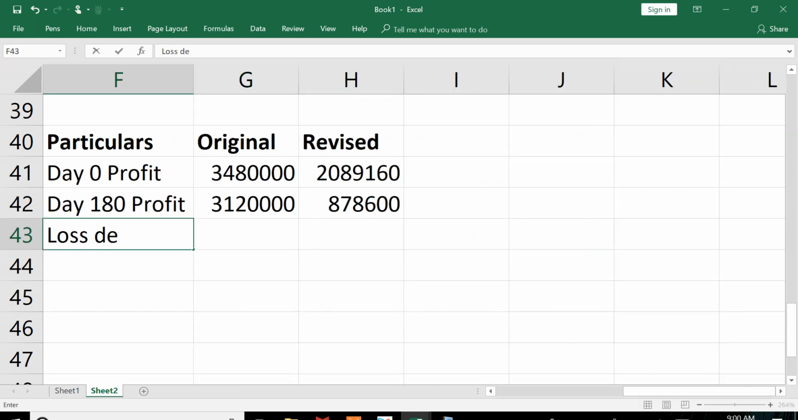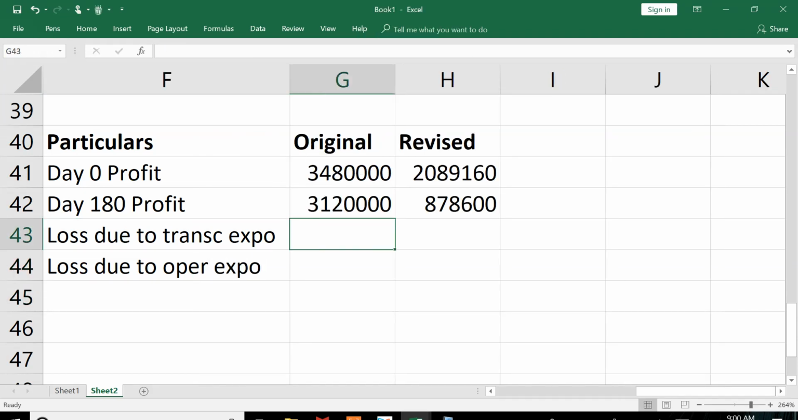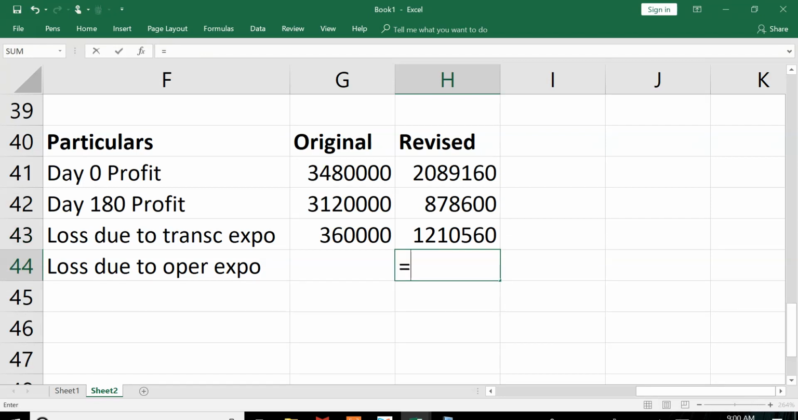Loss due to transaction exposure, loss due to operating exposure. Now, my transaction exposure is there for both the scenarios because anything can happen to the currency movements. So in both scenarios, I lose because of transaction exposure, 34 becoming 31 or 20 becoming 8. But operating exposure is only this.